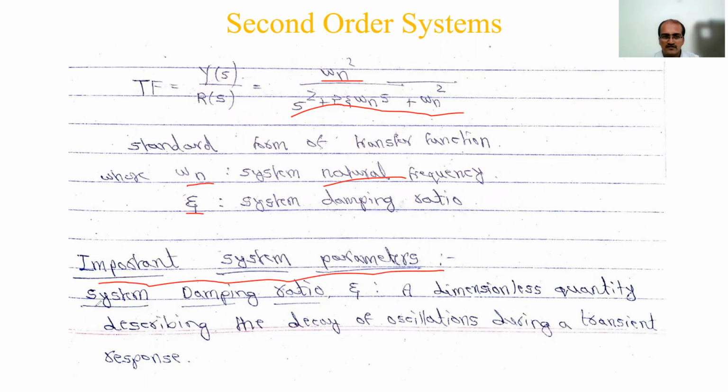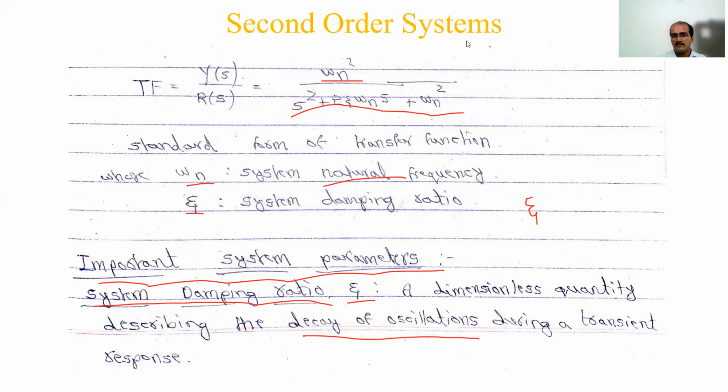The first one is the system damping ratio. We denote it by the symbol xi. It is a dimensionless quantity. Dimensionless means it does not have any units. It has a range from 0 to some value, describing the decay of oscillations during a transient response. Decay of oscillations, what is that?